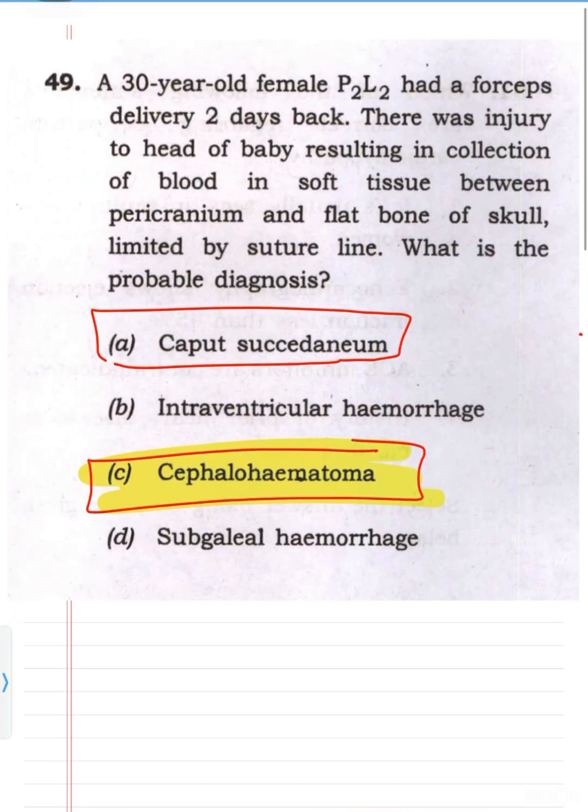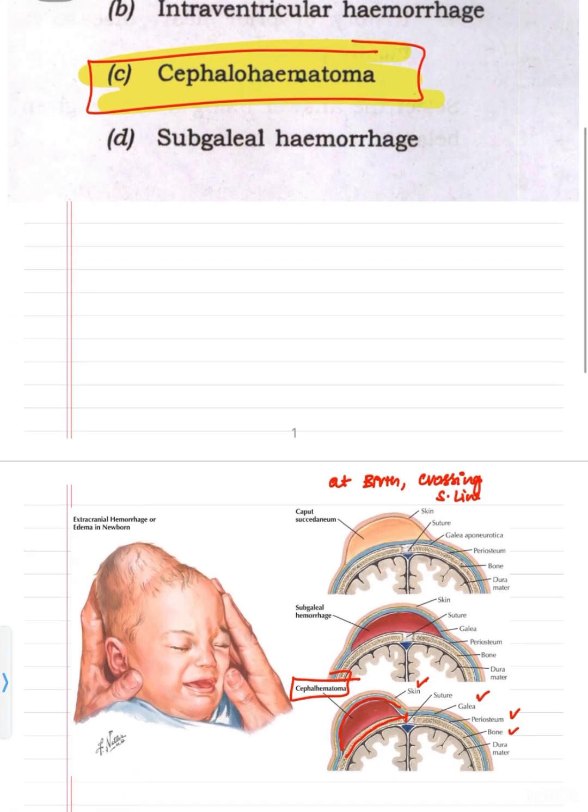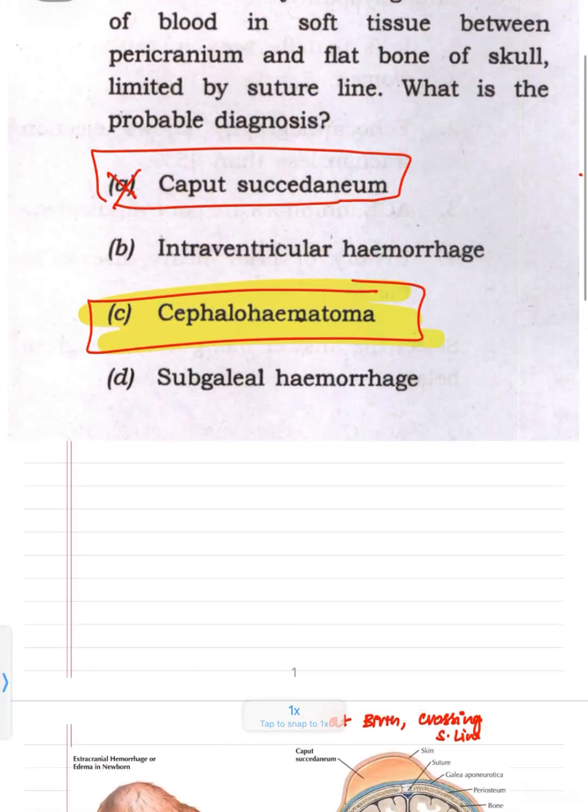Now coming to the other option, that is intraventricular hemorrhage. Intraventricular hemorrhage is inside the brain. It is in the ventricle. Whenever there is a ventricle in the brain, it will be present there. So first thing, it is not a scalp swelling. Number 2, it will be present in the premature babies.